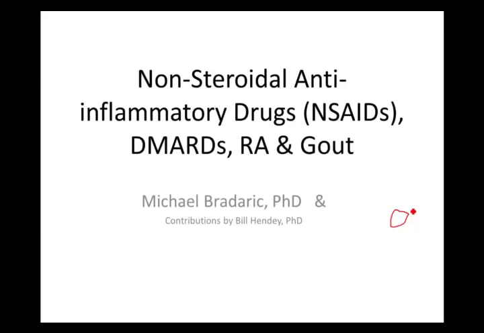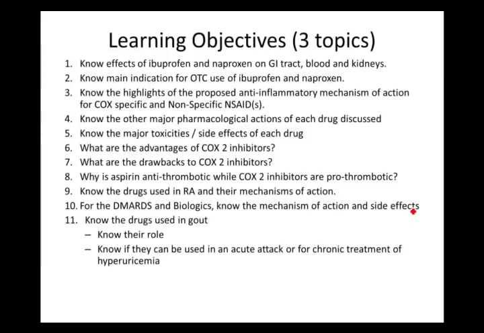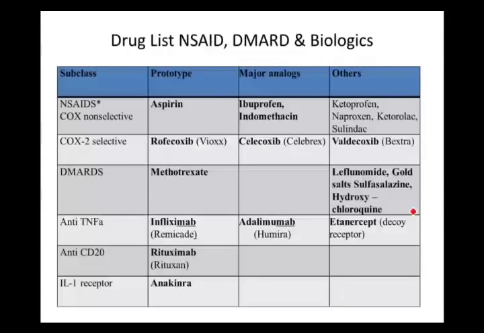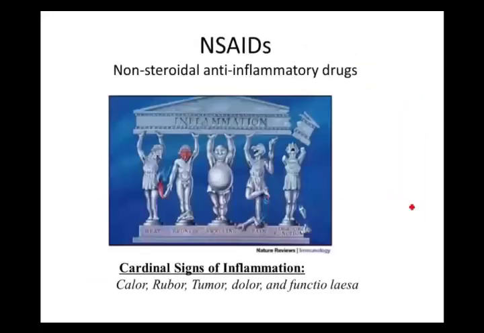to talk about non-steroidal anti-inflammatories, DMARDs, and the disease pathogenesis, or part of the disease pathogenesis of RA and gout. All right. So learning objectives, there's a lot because remember there's 3 topics that are covered here, so they're all essentially on this slide. Kind of a summary drug list, basically just demarcating the differences between these different drug classes. Okay, so let's start with NSAIDs.